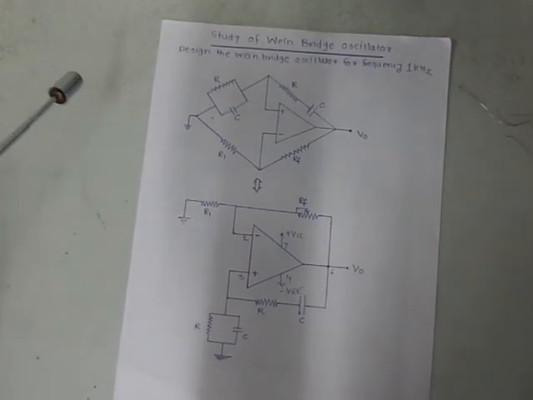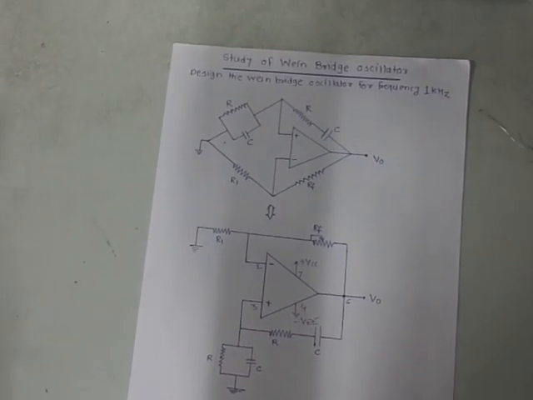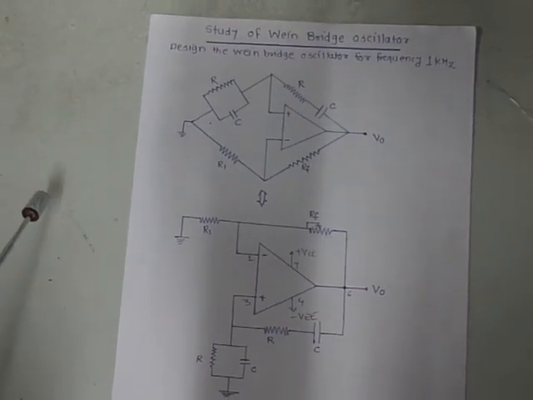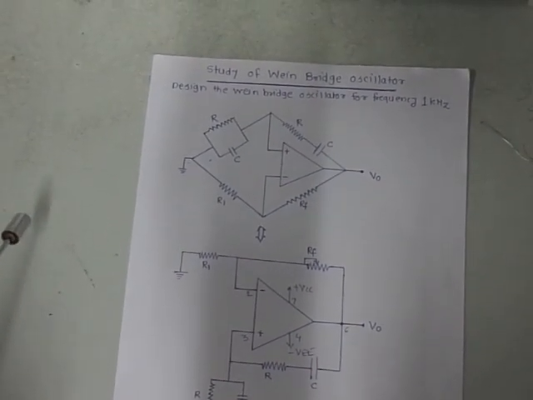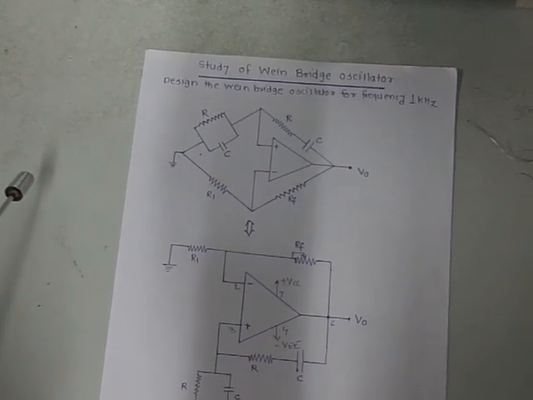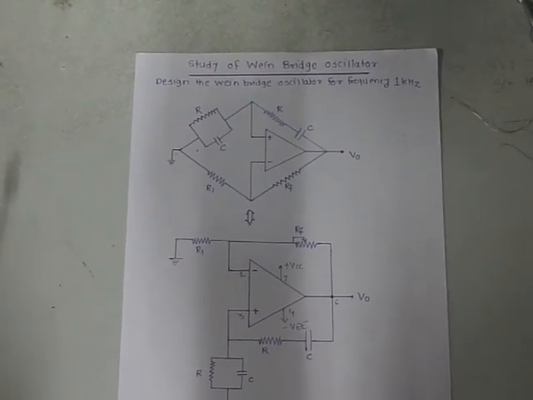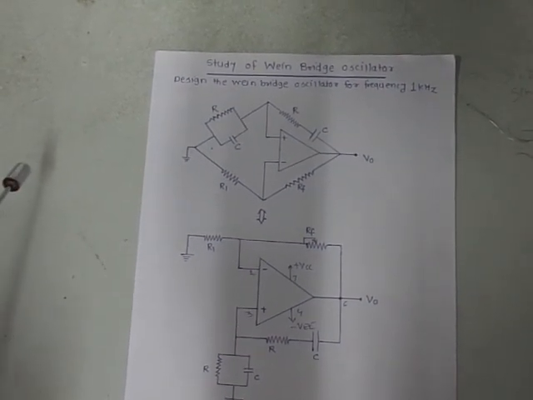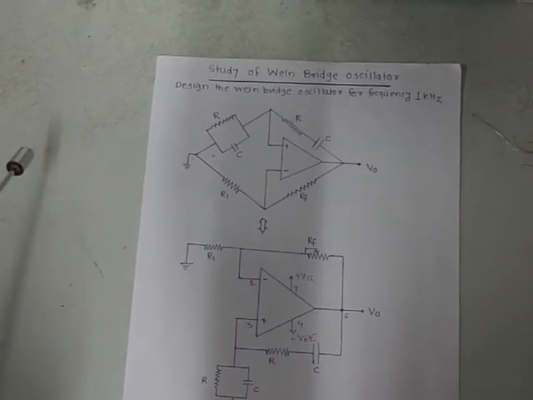Students, today we are going to discuss the Wein bridge oscillator circuit. An oscillator circuit is a circuit which generates a sine wave signal without application of an input signal. There are different types of oscillator circuits available. Here we are going to generate a sine wave signal by using the Wein bridge oscillator circuit.